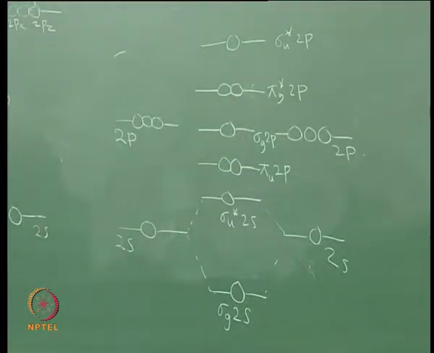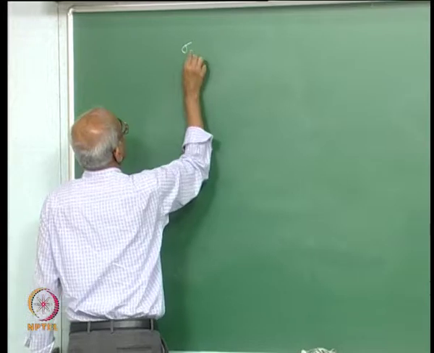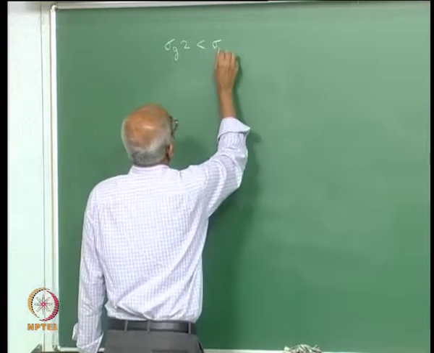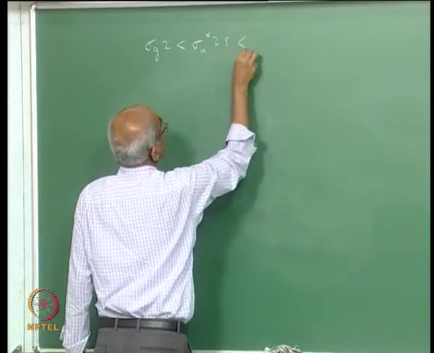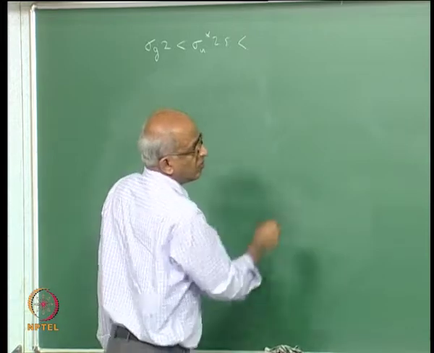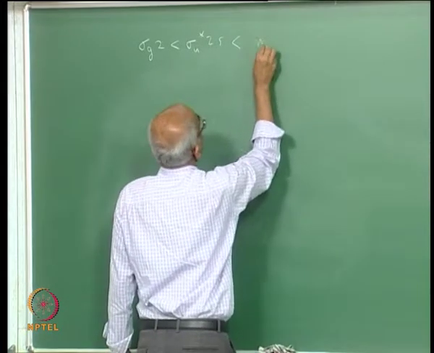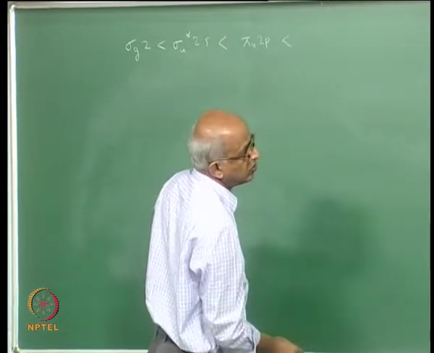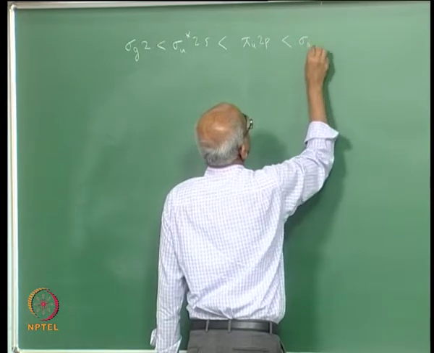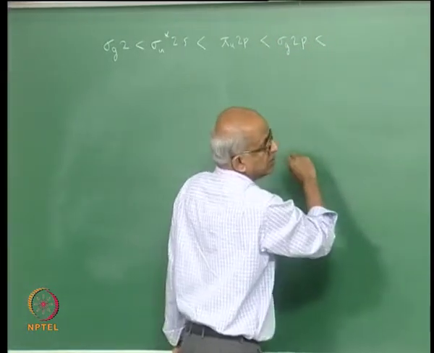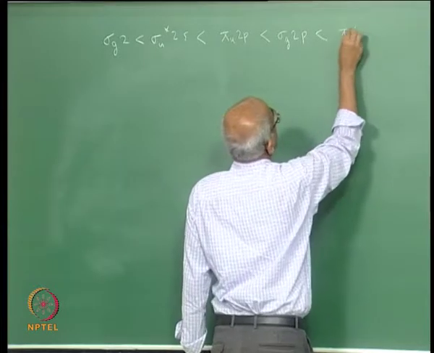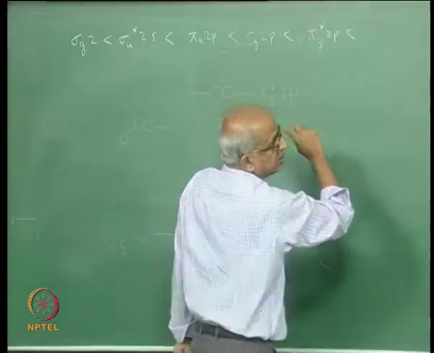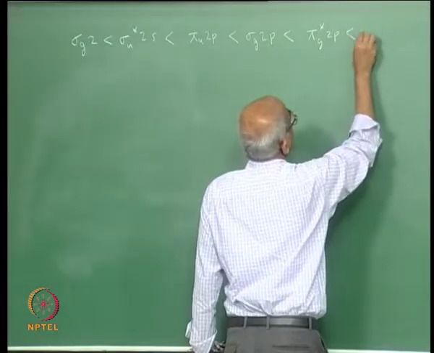That orbital order is actually sigma g 2s, less than sigma u star 2s, which is less than pi u 2p, which is less than sigma g 2p, which is less than pi g star 2p, which is less than sigma u star 2p.